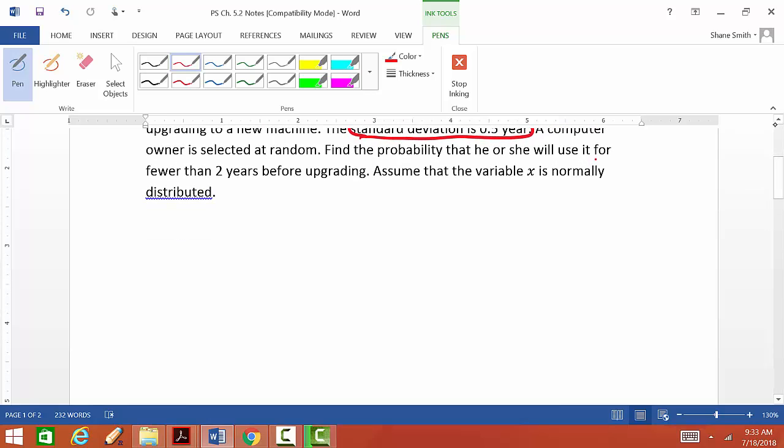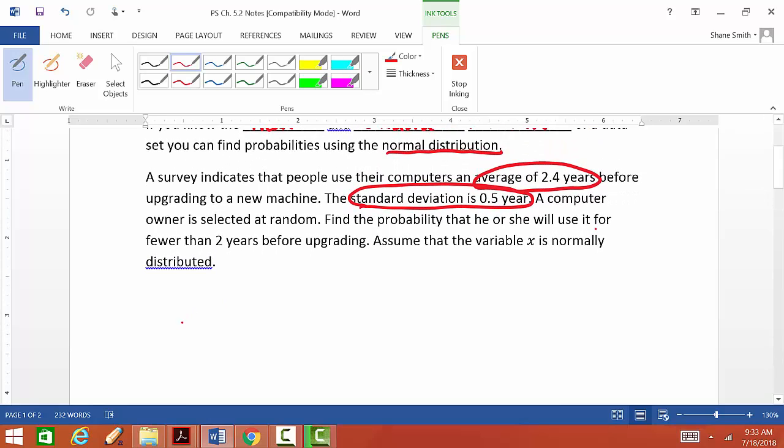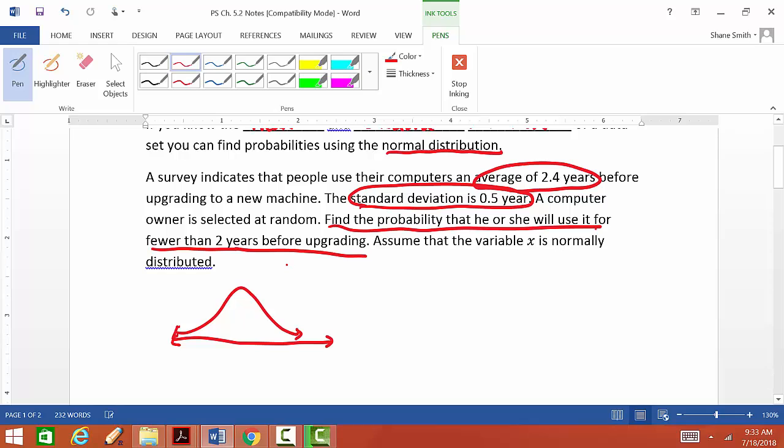To give you a visual of what's going on here, the question being asked is to find the probability that he or she will use it for fewer than 2 years. Fewer than 2 years, 2 is below average. So if 2.4 is in the middle here, because the mean is always in the middle, 2 is going to be probably about right here. So we want to find this area. We basically want to find the probability that if this is x, x is less than 2.